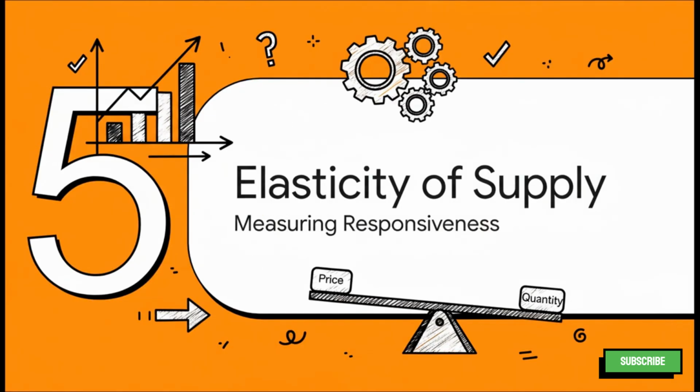All right, our next section is on price elasticity of supply. We know that when the price goes up, the quantity supplied goes up. But the big question is, by how much? Is it a tiny response or a massive one? To measure that responsiveness, economists use a tool called price elasticity of supply.